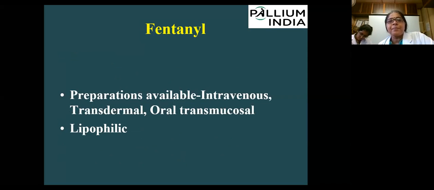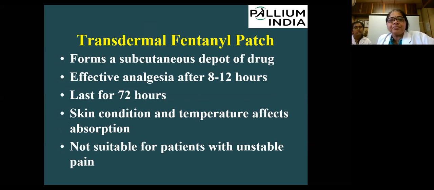Next slide, please. Besides morphine, the other step 3 opioid that's available for us is fentanyl. We can get intravenous, transdermal, and oral transmucosal. Somehow we don't get the oral transmucosal here. I don't know where we get it, though it used to be available in the past as lollipops. It's a lipophilic drug. The preparations that we mainly use are the transdermal fentanyl and sometimes the intravenous fentanyl in the hospice setting. Next slide, please.